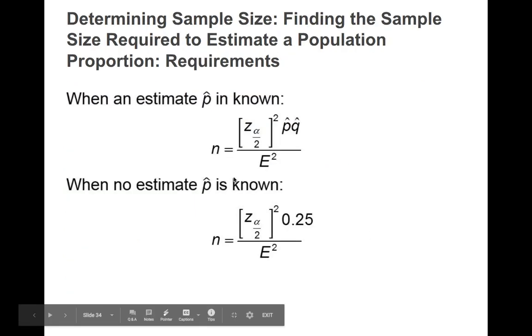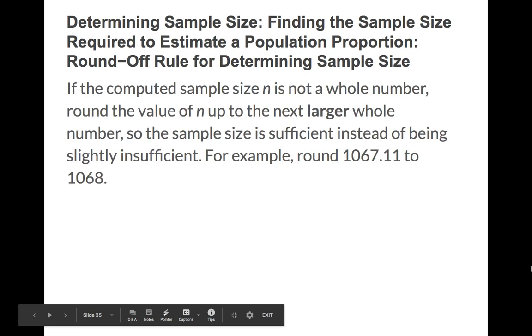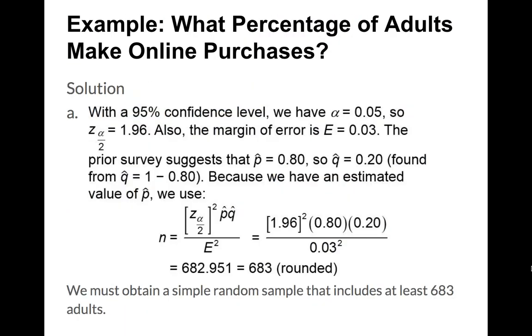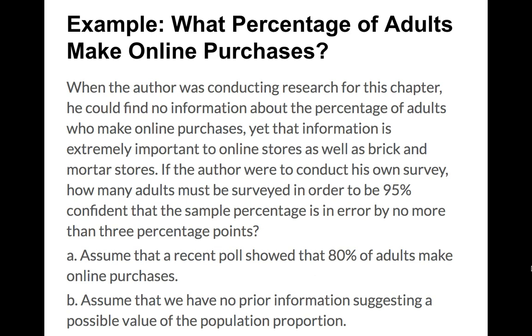So this is basically saying, Case A, we have an estimate for p hat. Case B, we don't. And that's it. So let's look at problem A. Since we want a 95% confidence level, we know that our critical value is 1.96. Okay, and let's come back here.